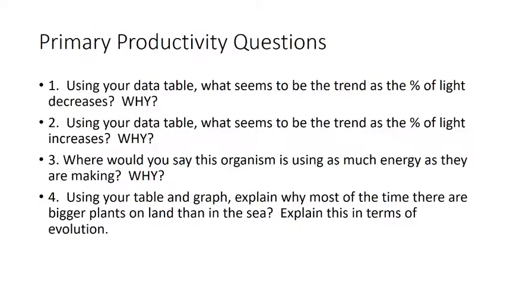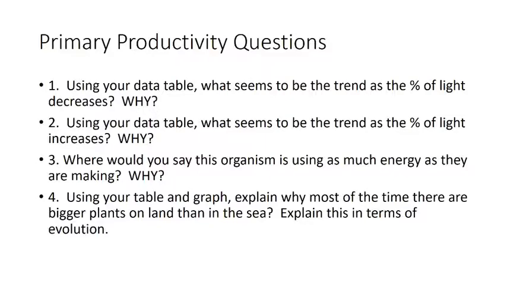The last question in this section is, using your table and your graph, explain why most of the time there are bigger plants on land than in sea, and explain this in terms of evolution. Bigger plants need more energy. They need more organic molecules.